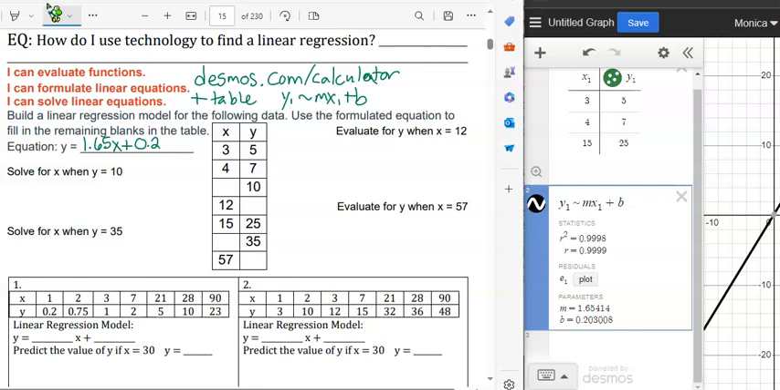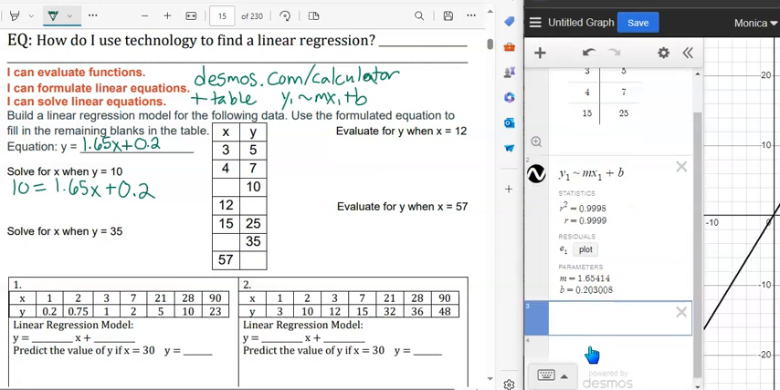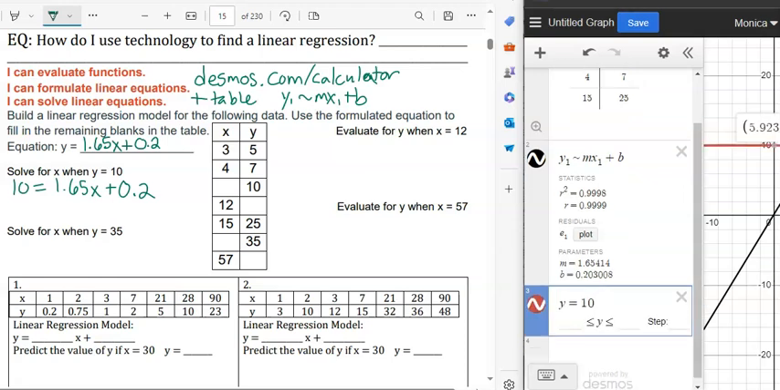Solve for x when y equals 10. So we'll plug that in and then solve for x. In the calculator Desmos we can put y equals 10 and then find where they intersect. They'll intersect at about 5.923.